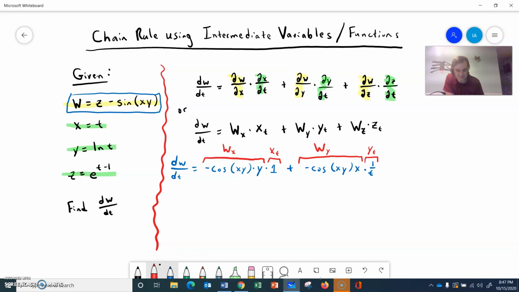Okay, and then the last part to tack on is w with respect to z. Well, z is by itself, so that gives us 1, and then the whole sine function over there disappears since it doesn't have a z in it. And then the derivative of z with respect to t, e to the t minus 1, will give us e to the t minus 1. So here is wz, and the part that gets tacked on is the zt partial.